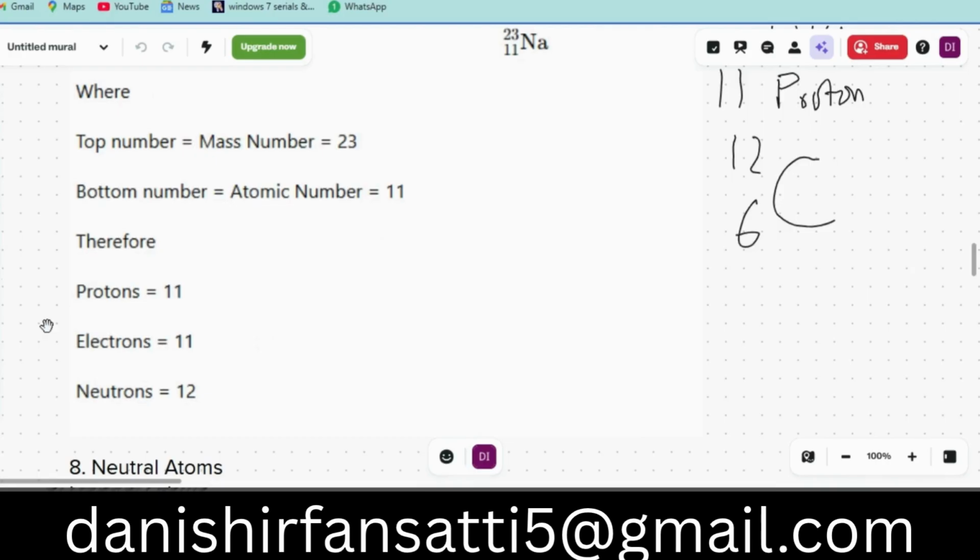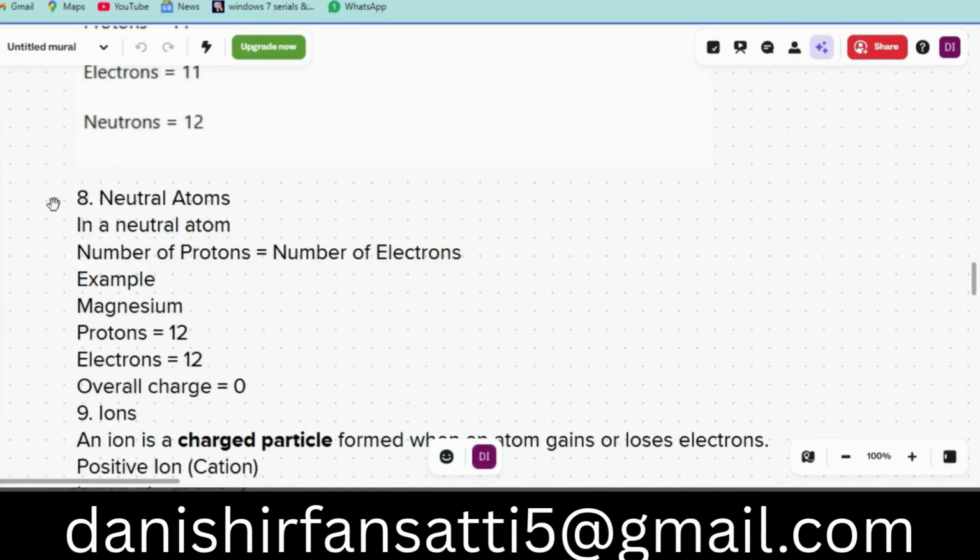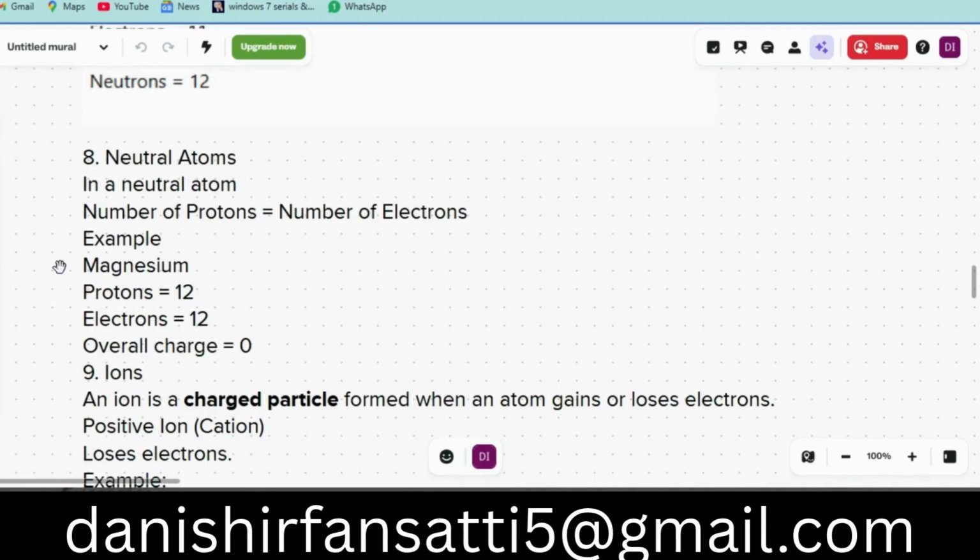Okay, neutral atom. In a neutral atom, the number of protons is equal to the number of electrons.